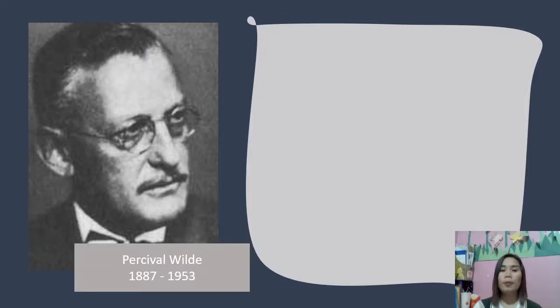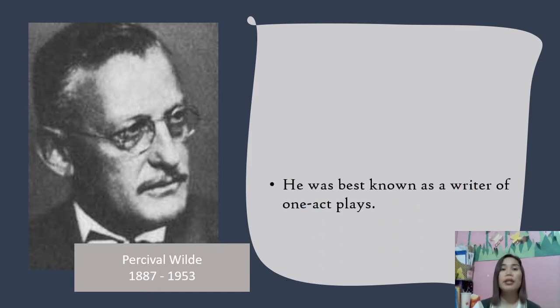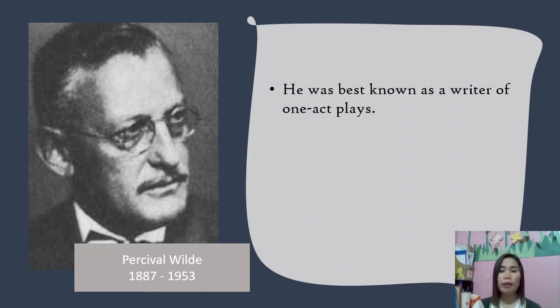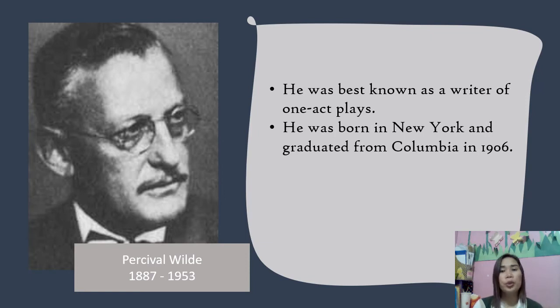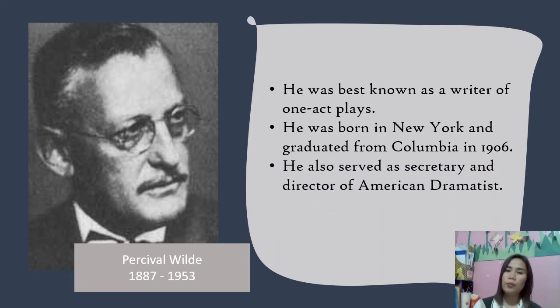All right, so Percival Wilde was an American author and playwright best known as a writer of one-act plays. But he also wrote several mystery novels and short stories. He was born in New York and graduated from Columbia in 1906. Also, he served as a secretary and director of American Dramatists. So that is Percival Wilde.